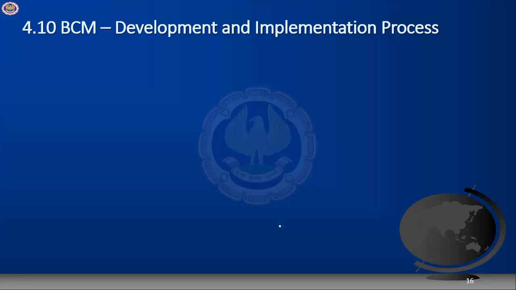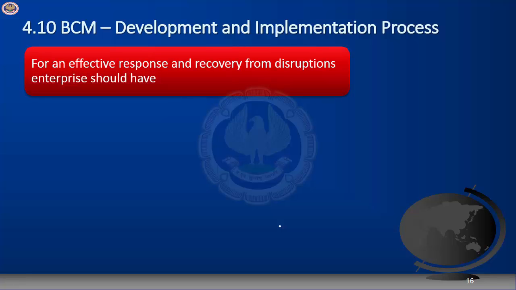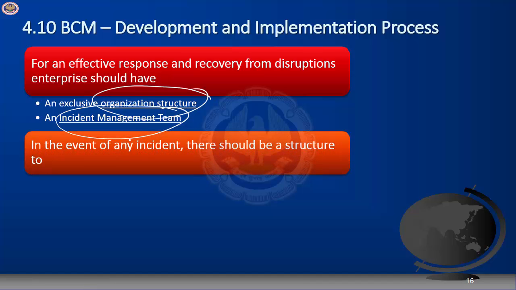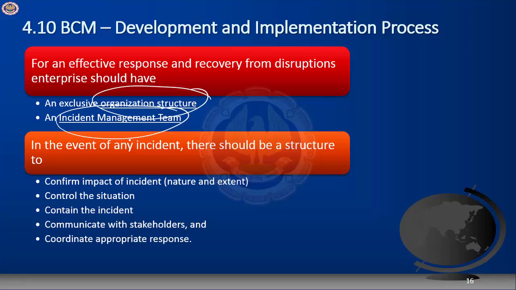Let's look at how you develop and implement a business continuity management. So you need to have an exclusive organization structure. You need to have an incident management team which is able to respond to the incident and act accordingly as required. You should also have the required organization structure which should confirm the impact of the incident. Then we should be able to control the situation, control the incident, and also communicate with the various stakeholders. You may also have to coordinate the response for the type of incidents which happen.